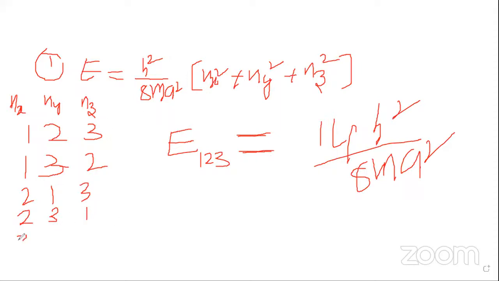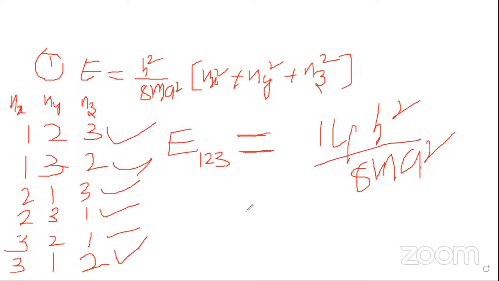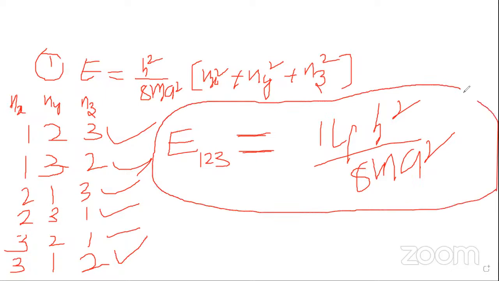One more possibility also there: Nx is equal to 3, Ny is equal to 2, Nz is equal to 1. Or one more possibility is Nx is equal to 3, Ny is equal to 1, Nz is equal to 2. How many times are there? 1, 2, 3, 4, 5, 6 times. These six energy levels have the same energy. Therefore, we can say that the degeneracy is 6. Is it clear? Yes, sir.